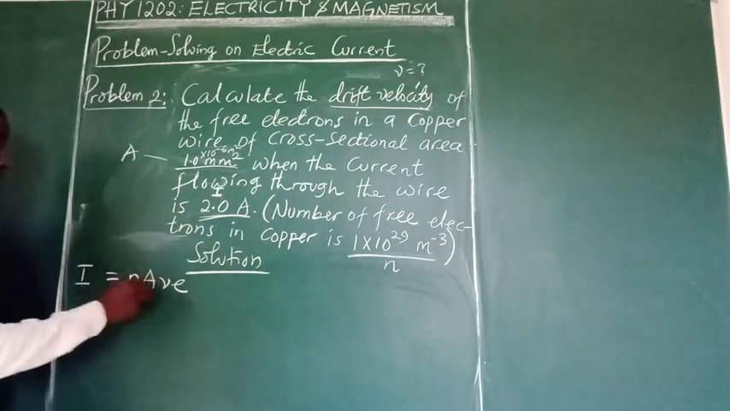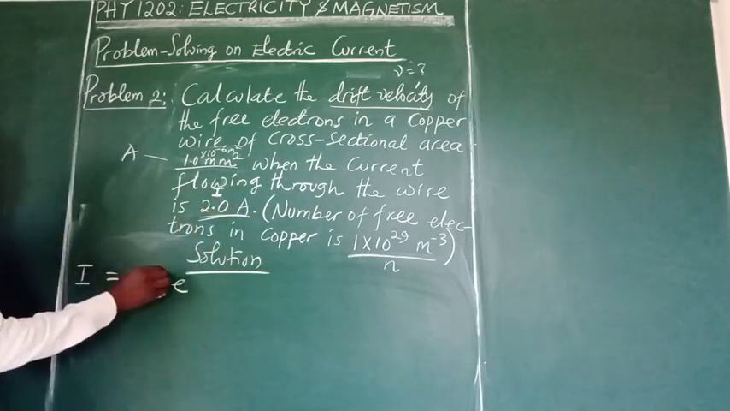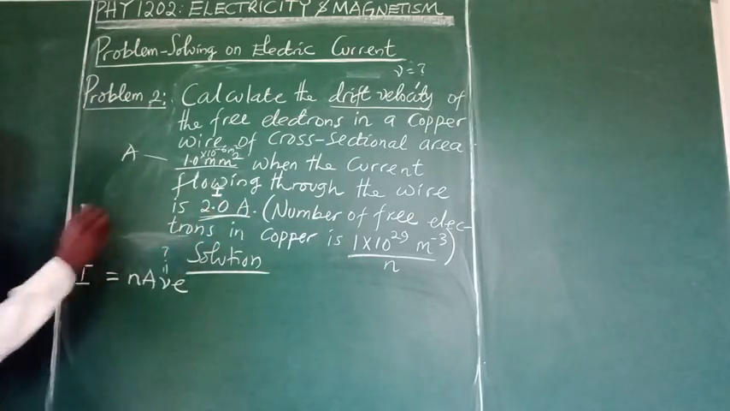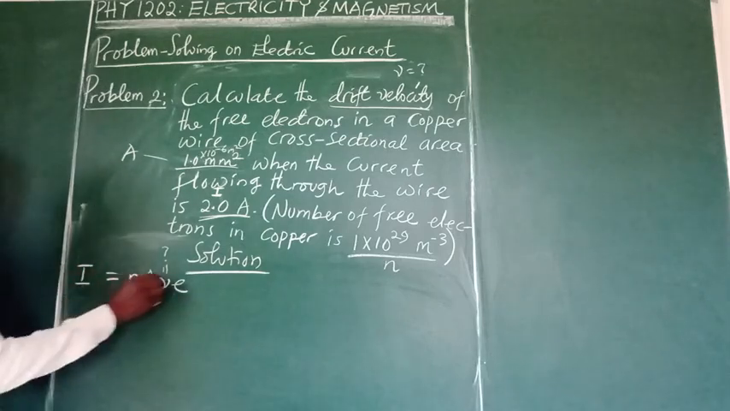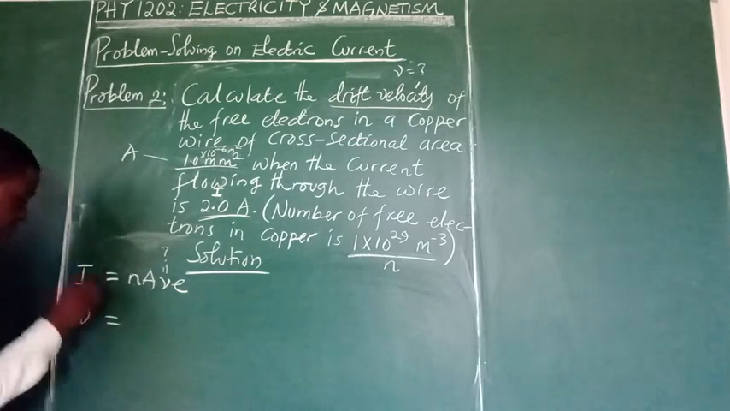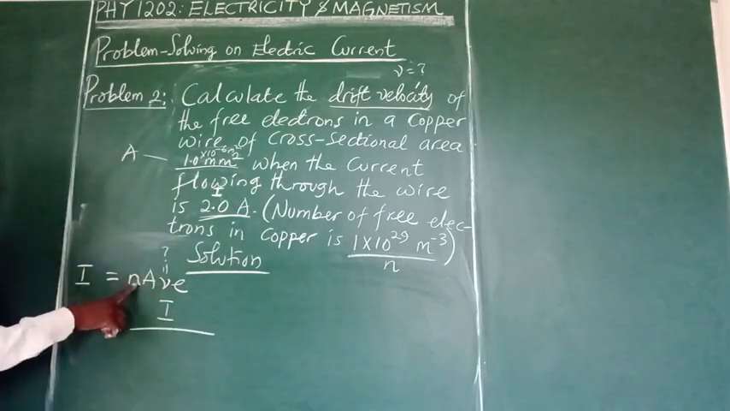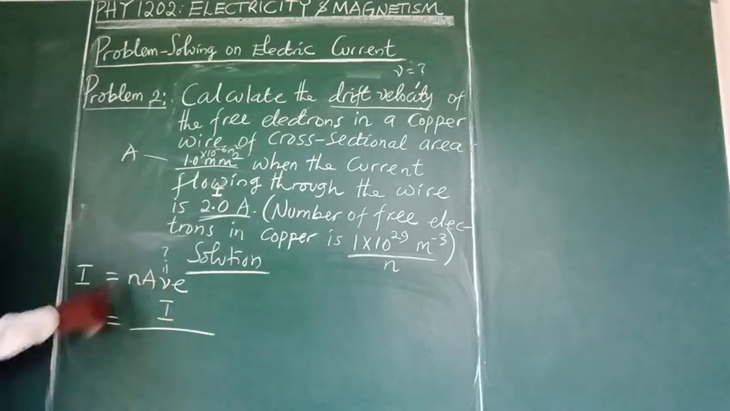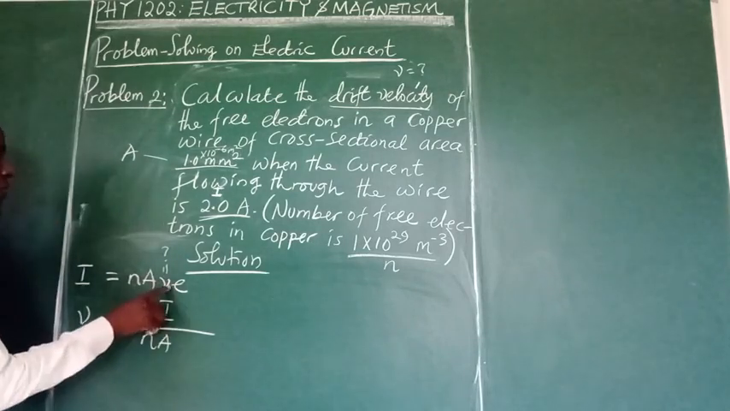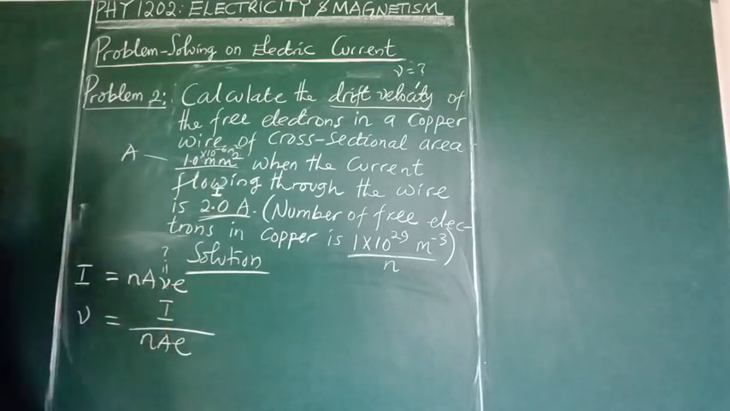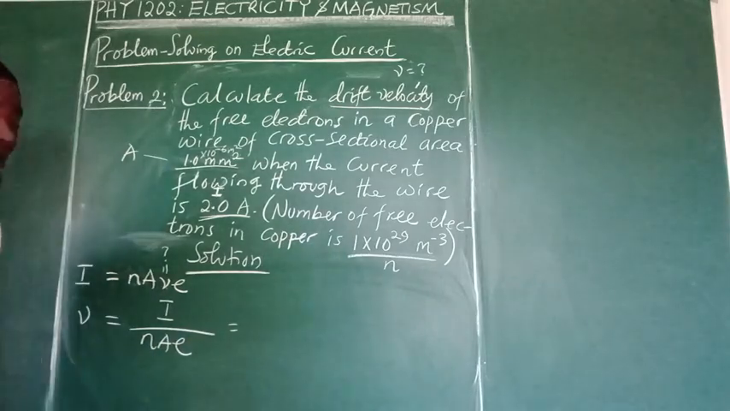Okay, we know our current. Our current is given here. This is our target variable. We don't know it. So we have to make it the subject of the formula. To do that, we say V is equal to, we take this I and divide it by everything here except V. So we bring n here, we bring A here, we skip V and bring e. See? Next is substitution.